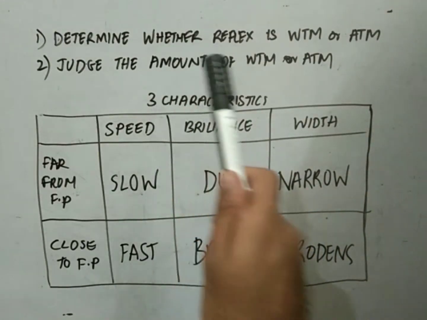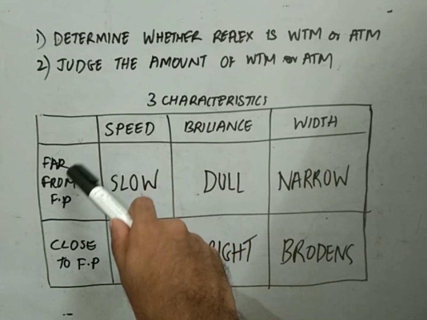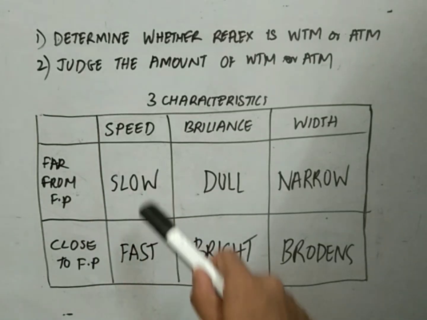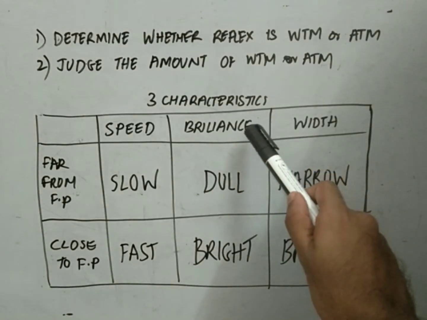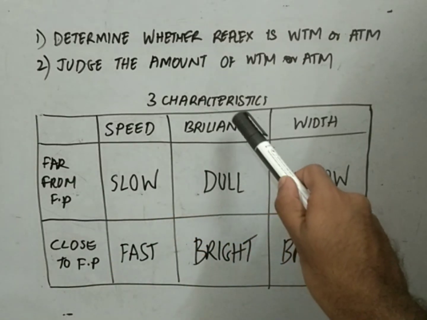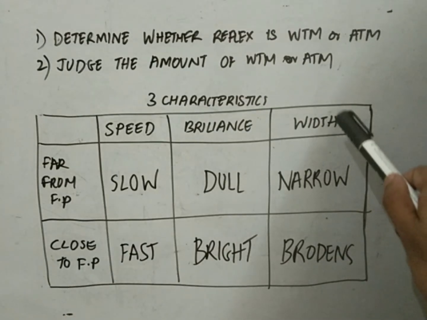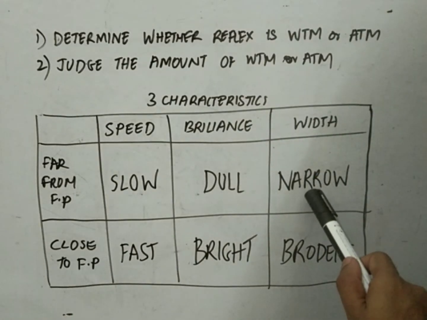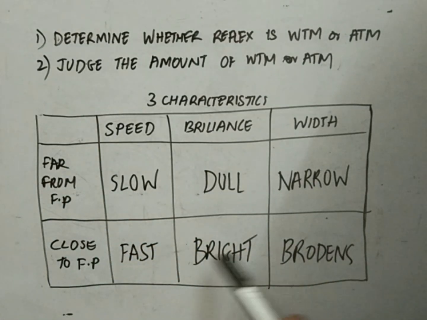If the retinoscopy reflex has slow speed, it means it is far from the focus point, and if the reflex is fast, then it is closer to the focus point. Second is brilliance. If the reflex is dull, it means it is far from the focus point, but if it is bright, it means it is closer to the focus point. Third is width. If the width of the reflex is narrow, it means it is far from the focus point, and if it is broader, then it means that it is closer to the focus point.